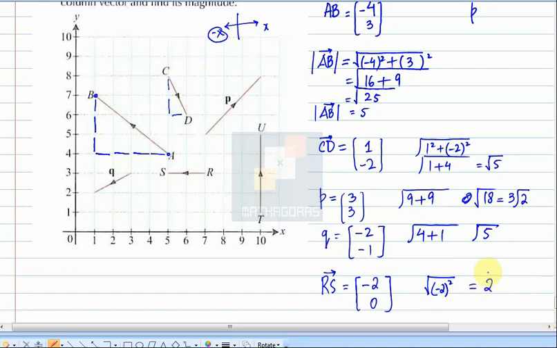Similarly, the last one, TU. Now, in TU, we are moving only in the y direction, not in the x direction. So it's 1, 2, 3, 4. 4 units and 0. And the magnitude is 4 square plus 0 square, and that is equal to 4.